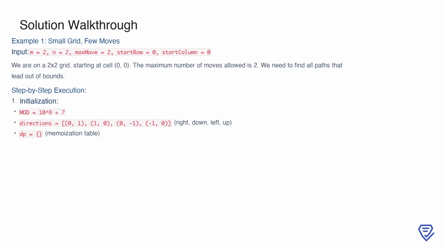To solve this, we first initialize some key elements. We define a constant mod to handle large numbers by taking results modulo 10 to the power of 9 plus 7. Next, we define the possible movement directions: right, down, left, and up. These are represented as coordinate changes in the form of tuples. Finally, we set up a memoization table, represented as an empty dictionary, which will help us store results for previously computed states, ensuring we don't repeat calculations unnecessarily.